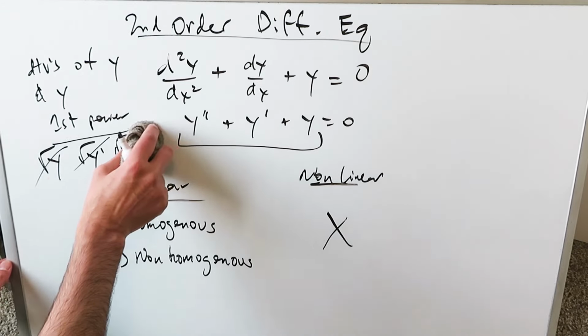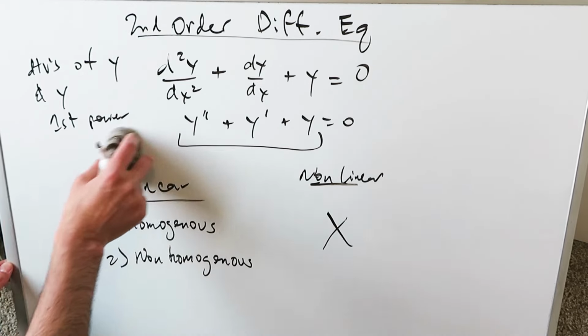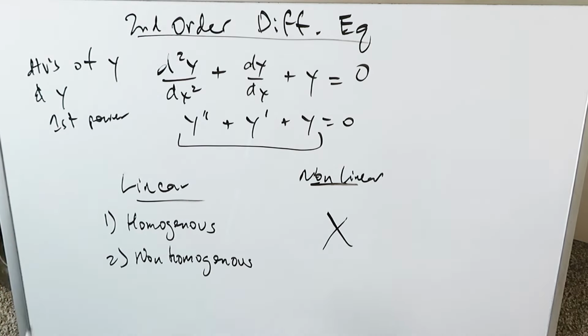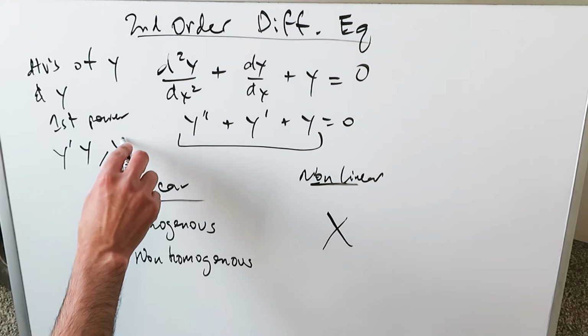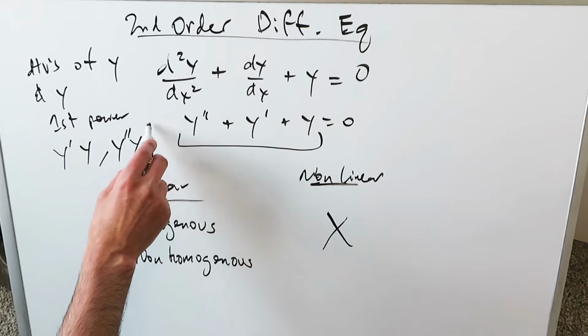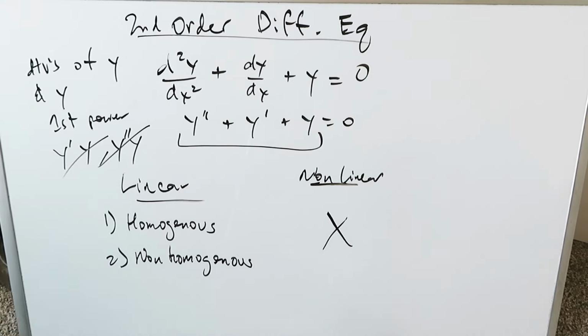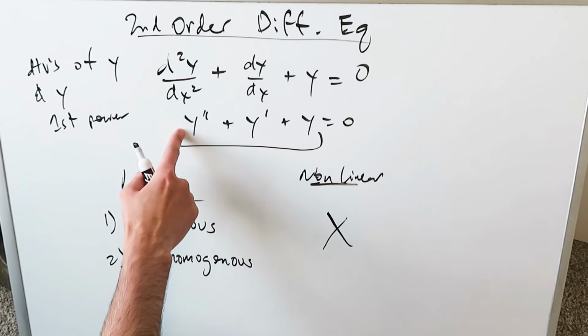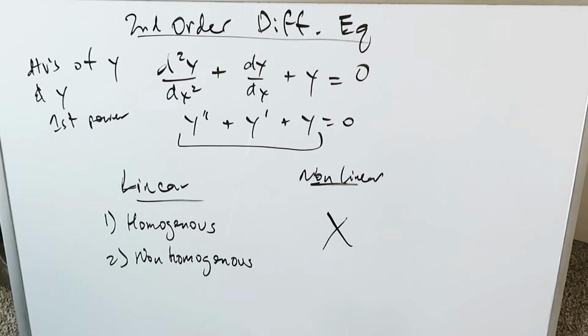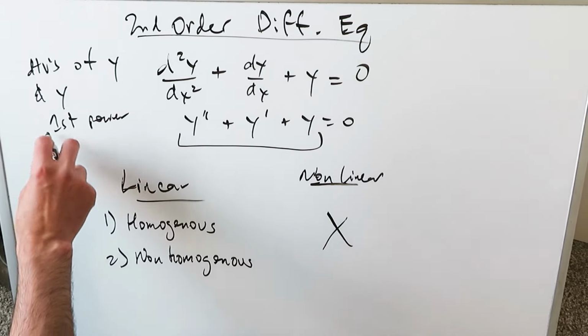Also, you have none of these items which are in a product relationship with each other. You don't want to be seeing anything which is like y prime and y. You don't want to be seeing anything which is like y double prime and y. These are a no-go for linear. So the basis of the linear is this: you are looking at clean versions of these derivatives with respect to y or the y which are to the first power.